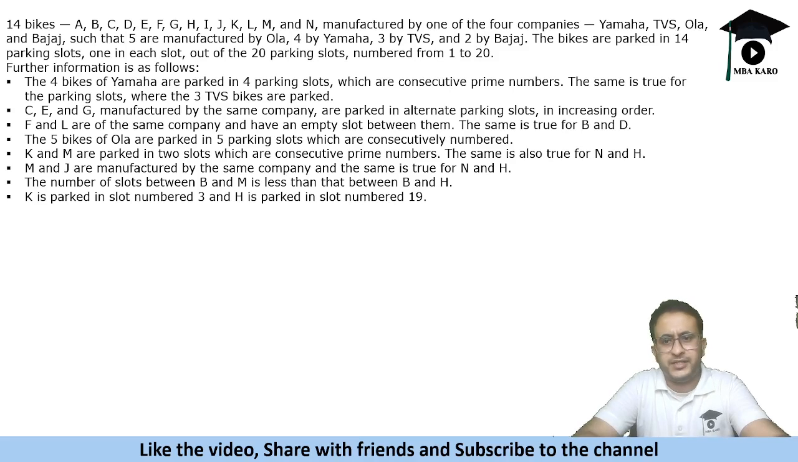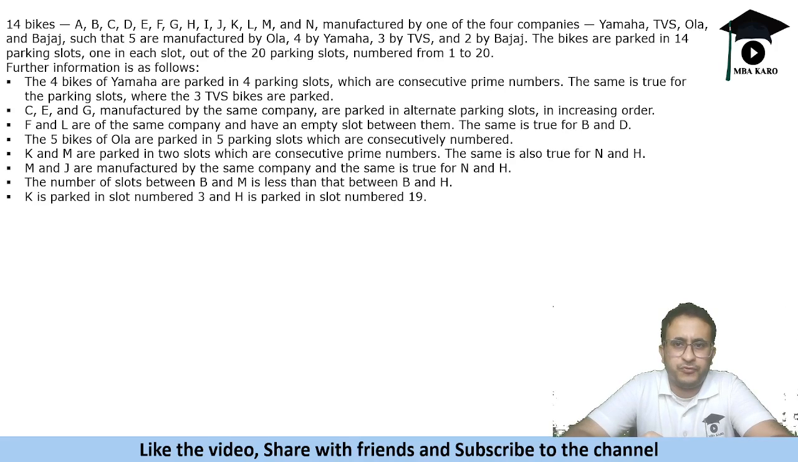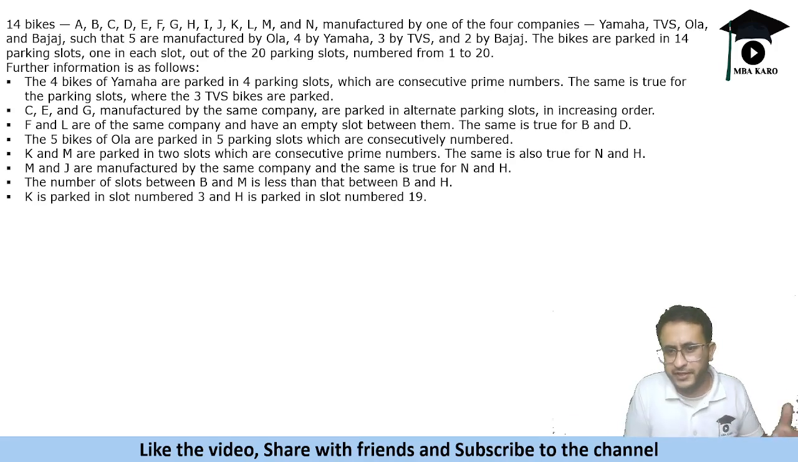Now let's move on to the next set, which is also an arrangement. It says that there are 14 bikes manufactured by 4 companies, and given that 5 are manufactured by Ola, 4 by Yamaha, 3 by TVS, and 2 by Bajaj. These are parked in 14 parking slots out of 20 parking slots, which are numbered 1 to 20. And we are given some more information about these parking slots. So as a ritual, please pause the video, try to solve it, and then look at the solution.